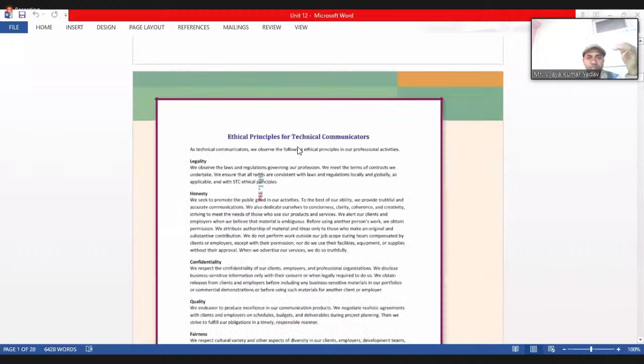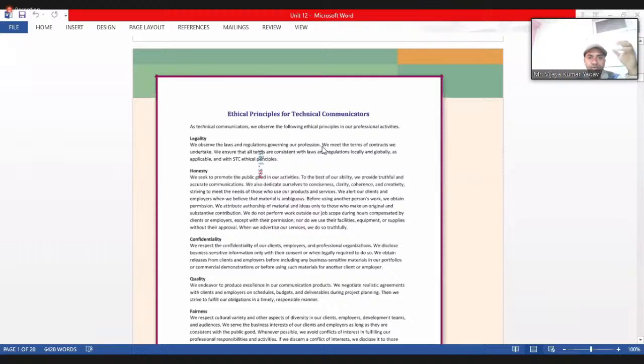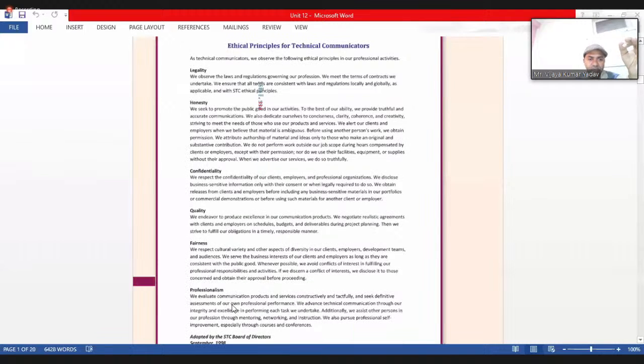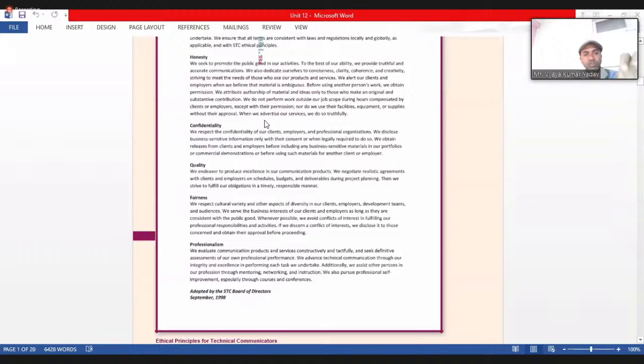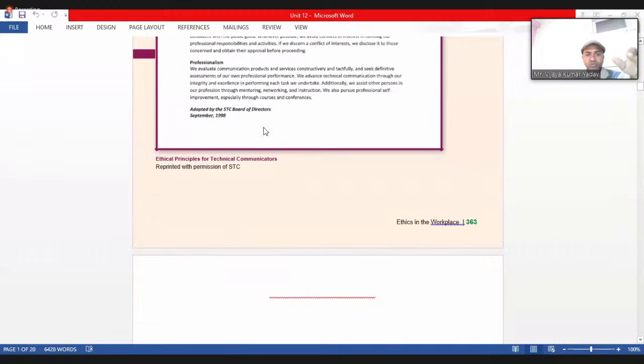Okay, so ethical principles for technical communicators. If they want to have ethical principles, what are the ethical principles for technical communicators? These are the points given: legality, honesty, confidentiality, quality, fairness, professionalism, etc. I mean, for any professional person, these are the ethical principles. So I leave this document to you. You will read this, and we are going to discuss further.